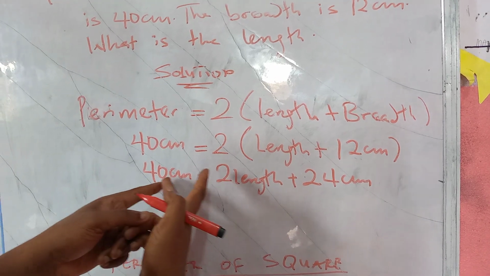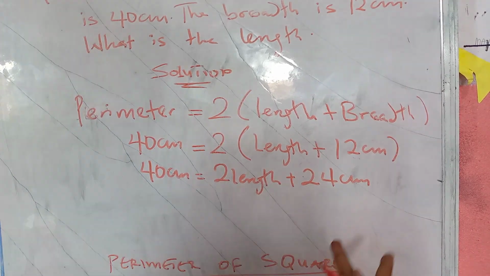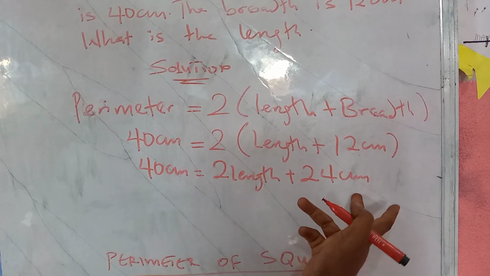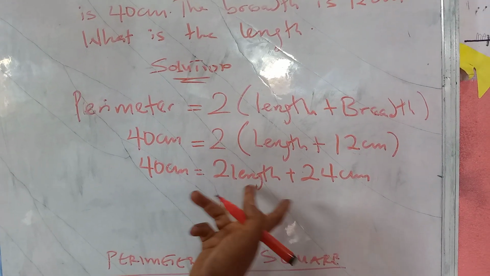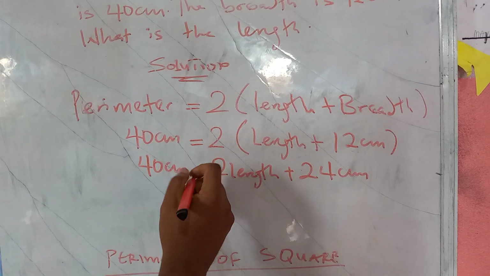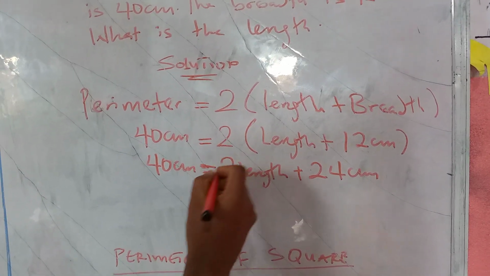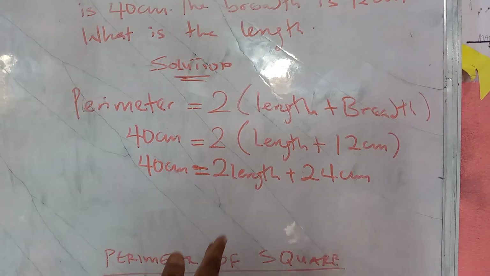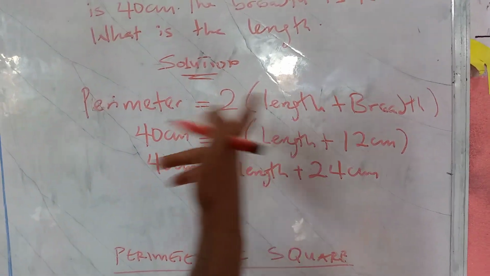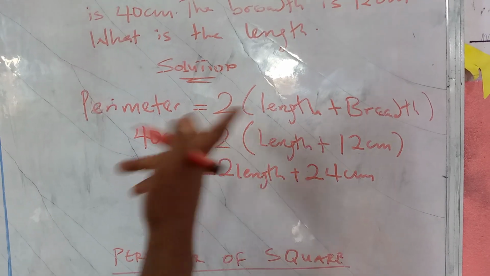But if you look at this 40 centimeter and 24 centimeter, they look alike because they are figures with centimeter. But here there is no centimeter. We are looking for length, so this one has to move to this side. This equals to, you see it as a bridge. When you are crossing this bridge now, the sign here will change.